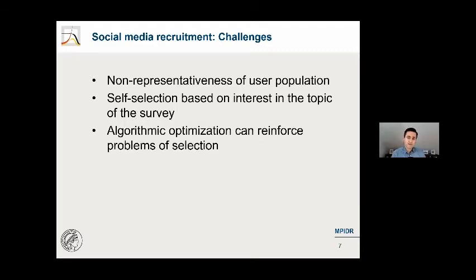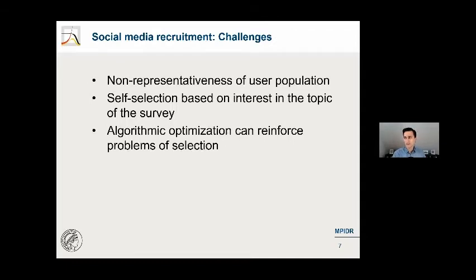First thing is that while many of these platforms have wide reach and make it possible to recruit a diverse sample of the population, they are often not completely representative of the general population. For example, even in Belgium, where 80% of the population are using Facebook, those who do not use Facebook typically have certain characteristics. They tend to be a bit older, possibly a bit less educated than the average.